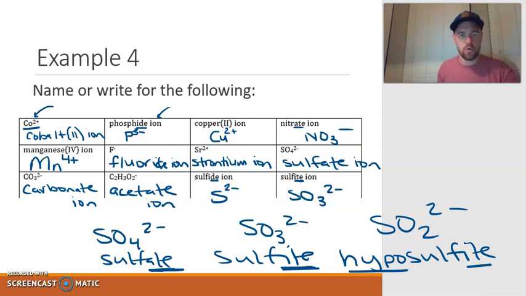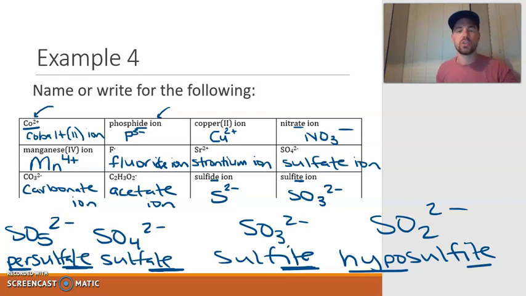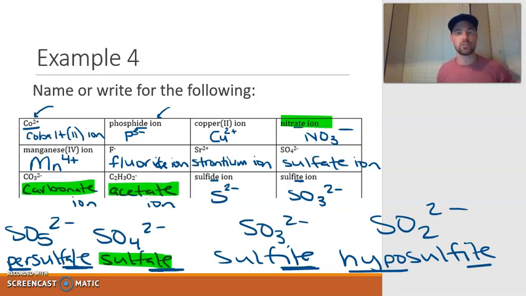And then finally, what if I asked you to write persulfate? You have the -ate, but you have this prefix per. That means you're going to add an oxygen. SO5 2 minus. So as long as you know the -ate, whether that's sulfate, carbonate, acetate, nitrate, you can figure out all the other ions based on that little trick.